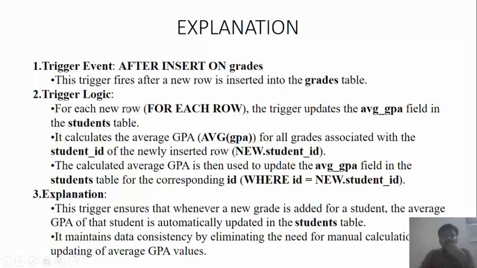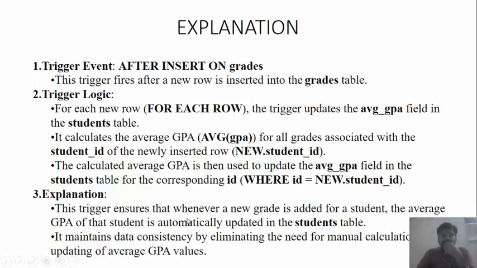Trigger logic: for each new row, the trigger updates the average GPA field in the student table. See here, it updates the average GPA in the student table, but actually you are adding a row in the grade table. So in the student table, it calculates the average GPA for all grades associated with the student ID and the newly inserted row, which comes under new.student_ID. The calculated average GPA is then used to update the average GPA field of the student table for the corresponding ID where ID equal to new.student.ID. So this is an explanation.